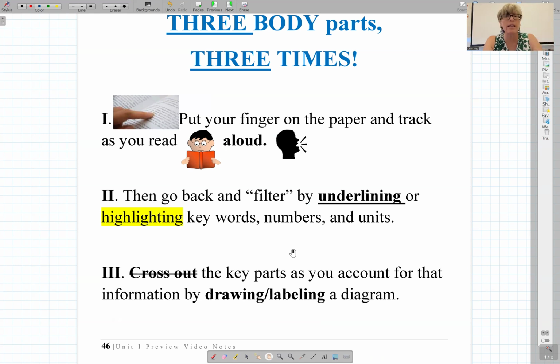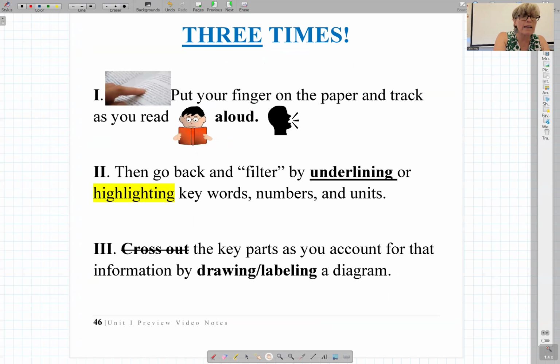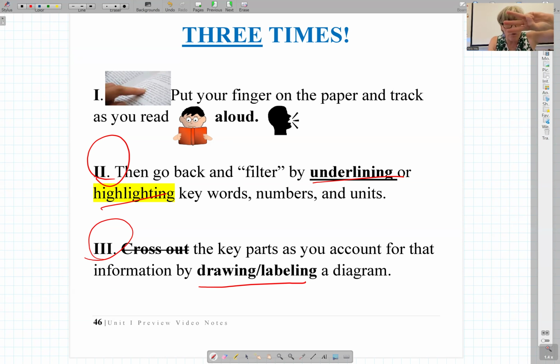You read it once like that. Then, second time around, you go back and filter, underline, or highlight keywords. Third time around, you cross out the key parts as you account for them in a diagram, drawing and labeling a diagram. So 3 body parts, 3 steps. I'm going to model that right now with you.